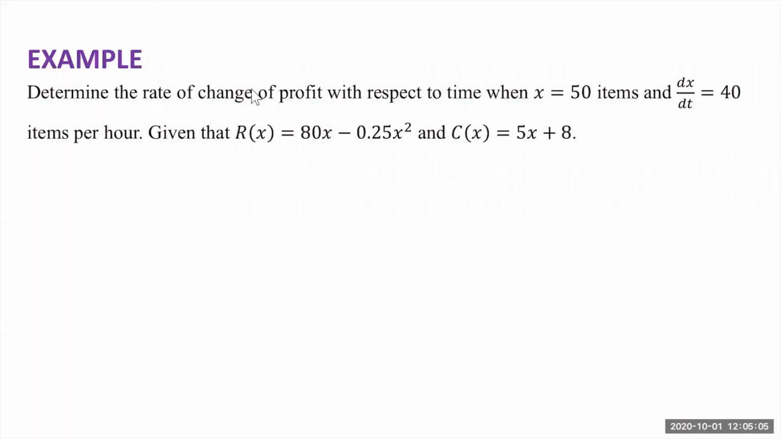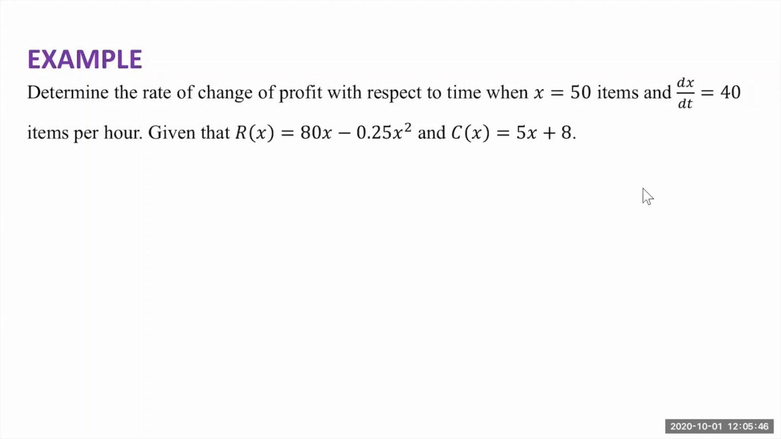Example: determine the rate of change of profit with respect to time when x equals 50, that is the number of items, 50, and dx over dt, that is change in x with respect to time, is equal to 40 items per hour. And they have given that the revenue function R of x is 80x minus 0.25x squared, and the cost function is 5x plus 80. So what we are going to do is, we are talking about the revenue, we are talking about the cost, and we are talking about the profit.